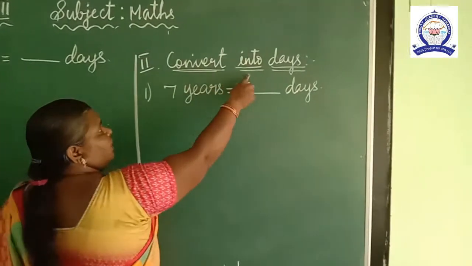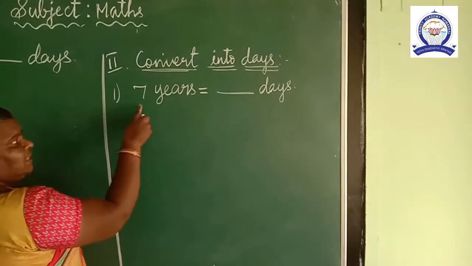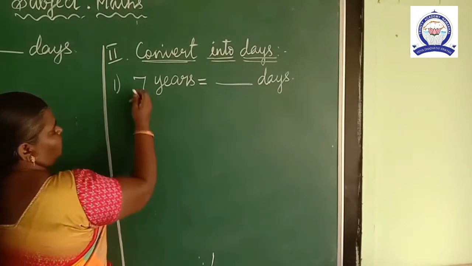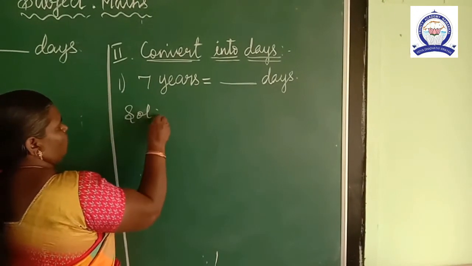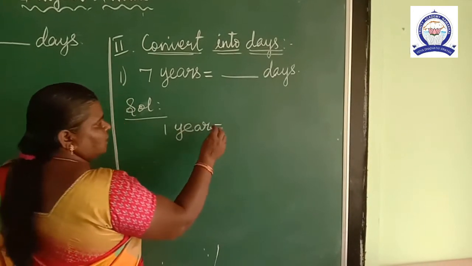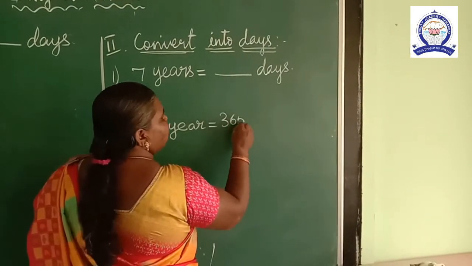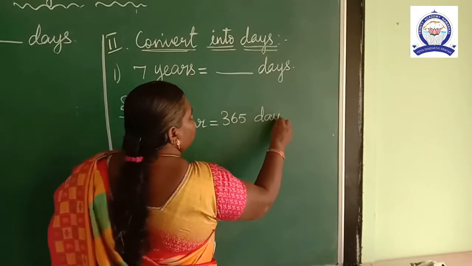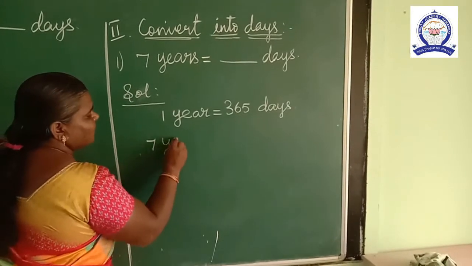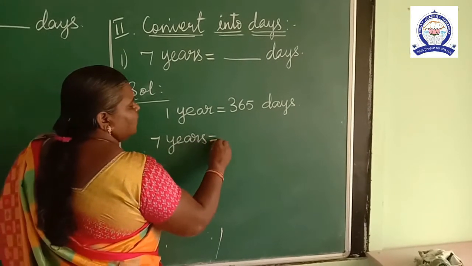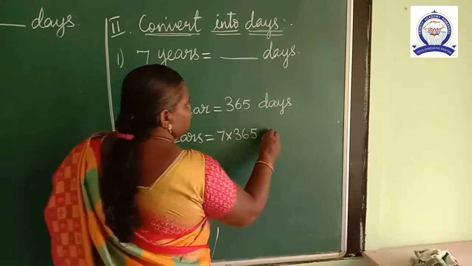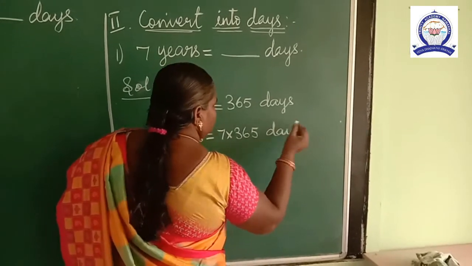Next, convert into days. First sum, 7 years equal to dash days. 1 year equal to how many days? Yes, 365 days. Now you do the 7 years equal to 7 into 365 days.